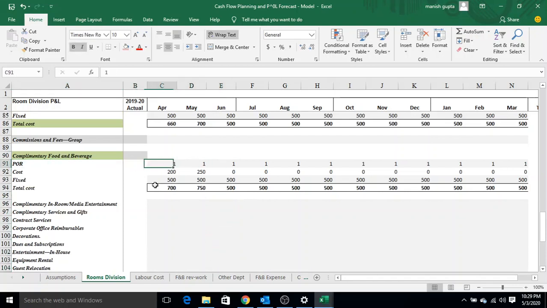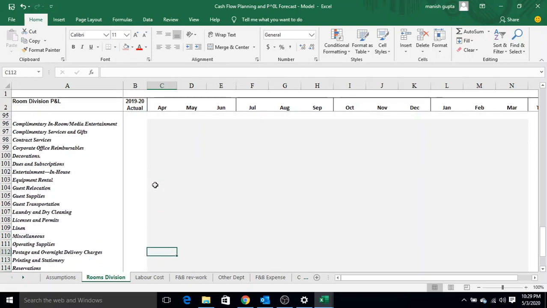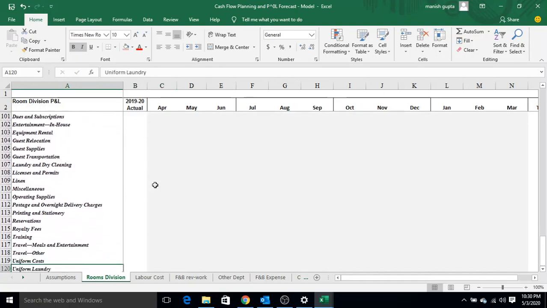Food and beverage, again you may have a similar way: fixed cost plus the per occupied room revenue cost. There are other departments, other lines as well. If you want to know the meaning of these revenue expenses, you can take my course on the accounting charts. Otherwise I will upload a document which will help you to understand the meaning of these rows. I don't want to bore you with the details of each and every line here. You can read it by yourself, it's pretty simple.